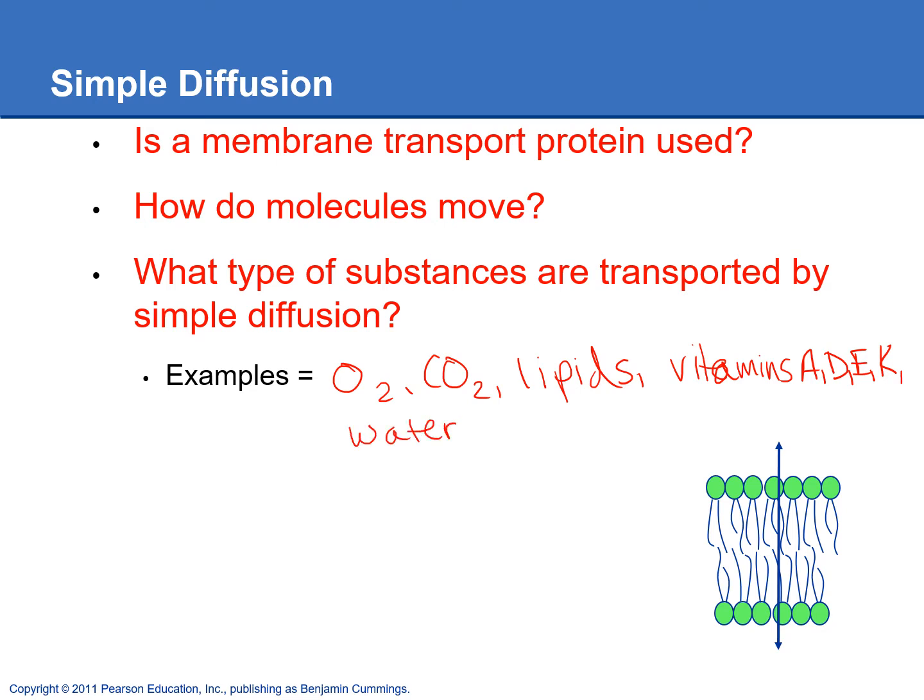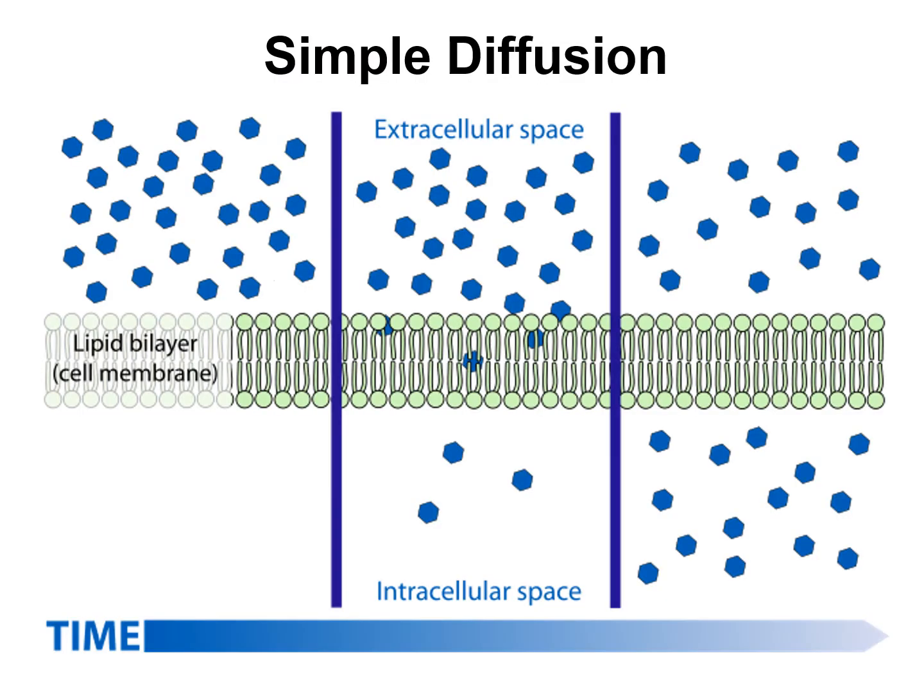Okay. So remember, water, even though it is hydrophilic, because it's so small, it can slip through the gaps in the phospholipid bilayer as the phospholipids are moving around. In simple diffusion, molecules are going to move from high concentration to low concentration, and the molecules will move across until they reach equilibrium, and they're the same on both sides.